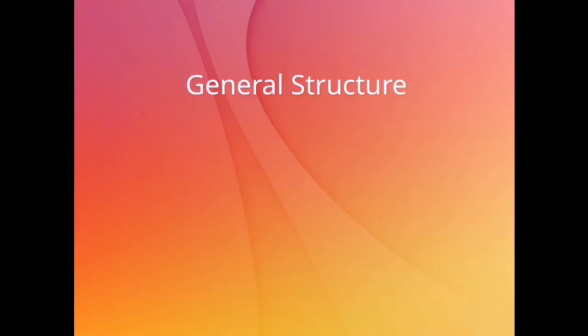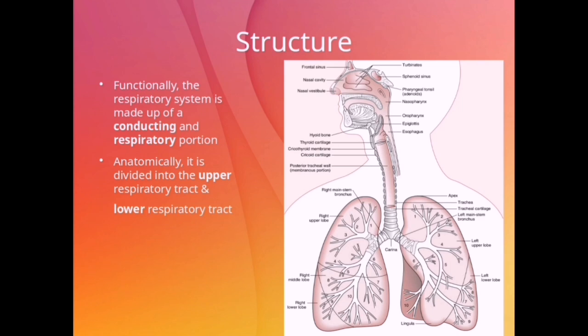So let's start with the general structure of the respiratory system. Anatomically, our respiratory system is divided into an upper respiratory tract and a lower respiratory tract. The upper respiratory tract begins in the nose, in the nasal vestibule, via the nasal cavity, via the pharynx, and it ends at the region of the larynx. Then the lower respiratory tract begins at the level of the trachea and includes the bronchial tree down to the respiratory bronchioles, the alveolar sacs, and the alveoli.